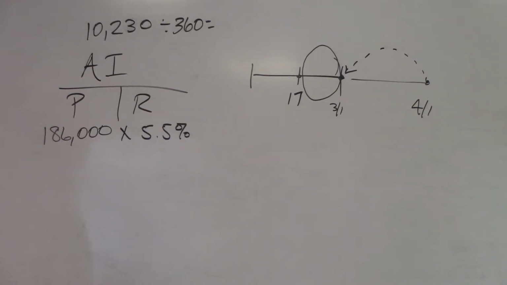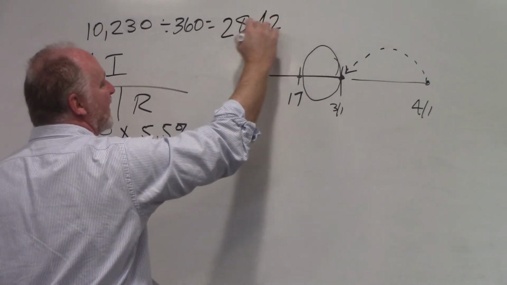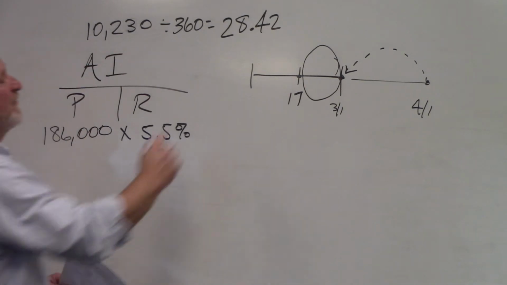28.42. Oh, I'm sorry. I was thinking the number sounded high. But you know what I did? I made the same mistake that a lot of people make on the exam. I was thinking taxes, because taxes are usually a small number, but you're exactly right. Interest ends up being around 28, 30, 40 bucks a day. So 28.42 per day.